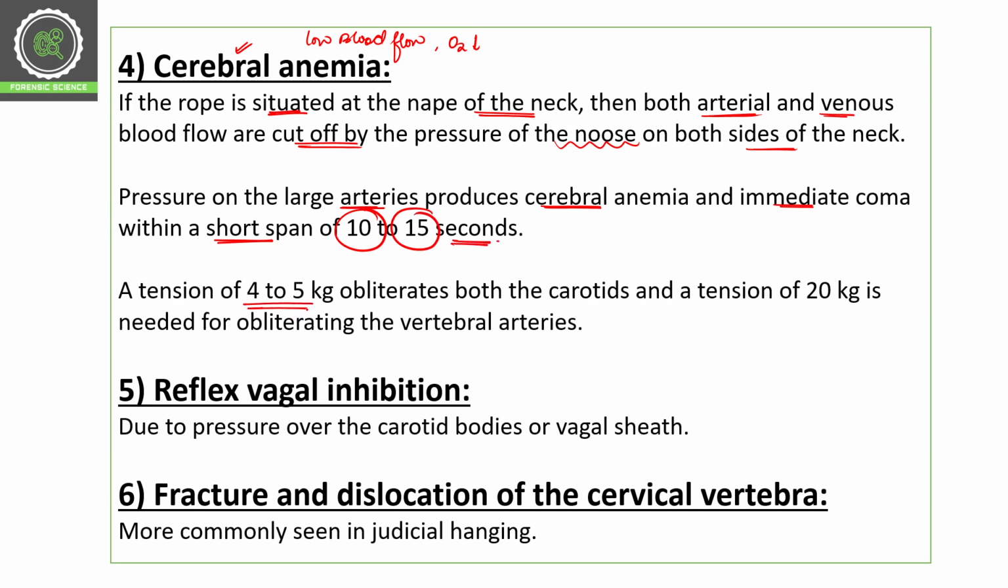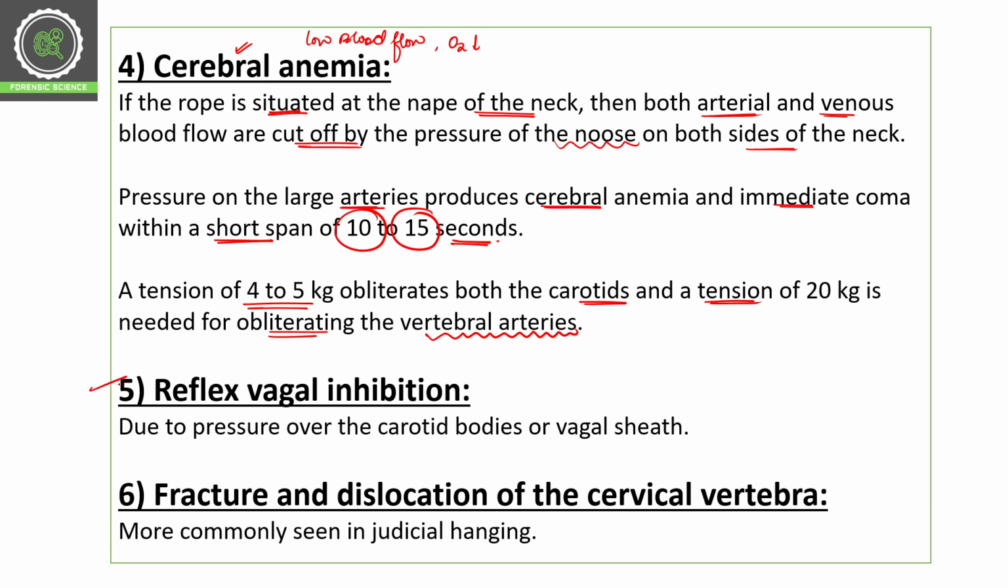Tension of 4 to 5 kg obliterates both the carotid arteries, and tension of 20 kg is needed for obliterating the vertebral arteries. So it is a really very fearful, really very tricky situation in case of hanging if the rope is situated near the nape of the neck. If both arterial and venous blood flow is stopped, within seconds the person will go into coma and there is no going back. The person will become unconscious, and the more the person becomes unconscious, the more weight will be applied. So if 4 to 5 kg is there, then again there is no chance. If 20 kg is there, it will completely obliterate the vertebral arteries.